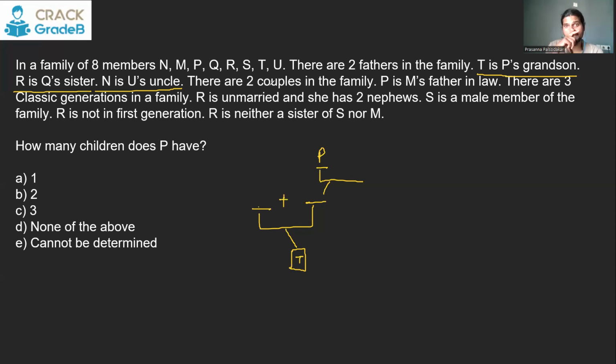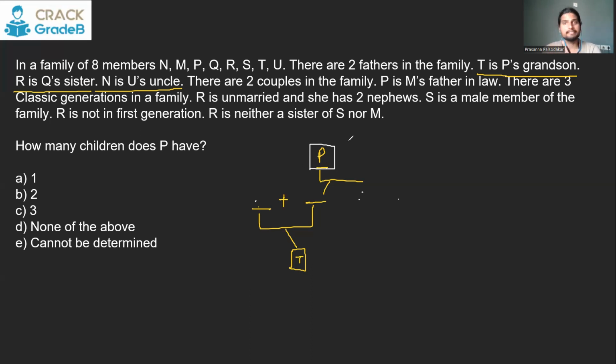There are two couples in the family. P is M's father-in-law. So chances are this person can be M, or there can be another couple and P can be the father-in-law of M on that side also. But we know one thing for sure now, that P is a male. P is a father figure, so it's a male. There are three classic generations in the family. R is unmarried and she has two nephews. S is a male member of the family. R is not in the first generation.